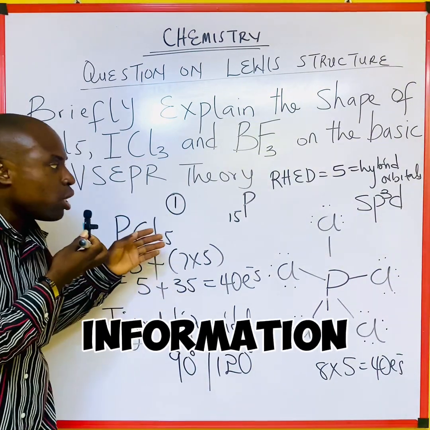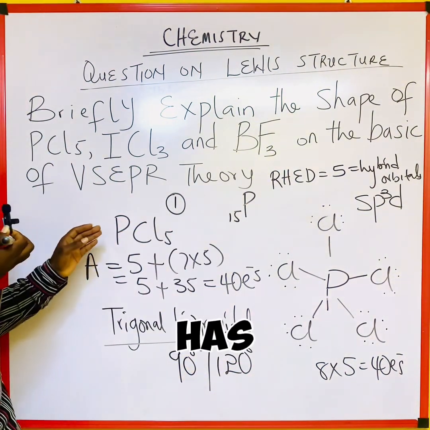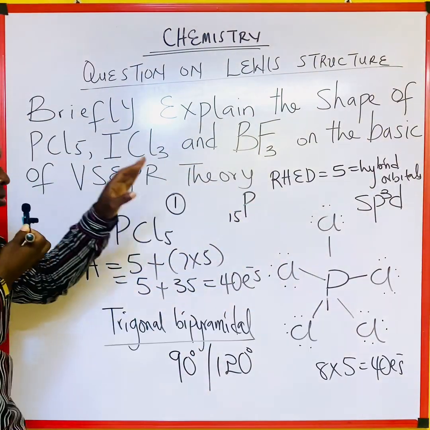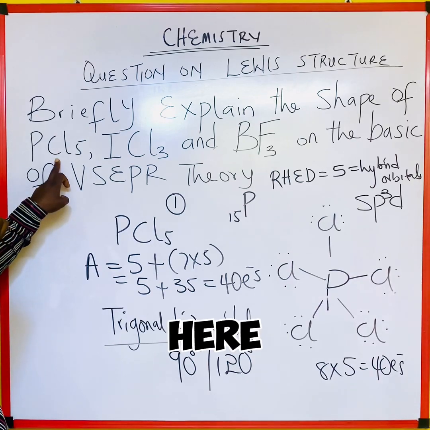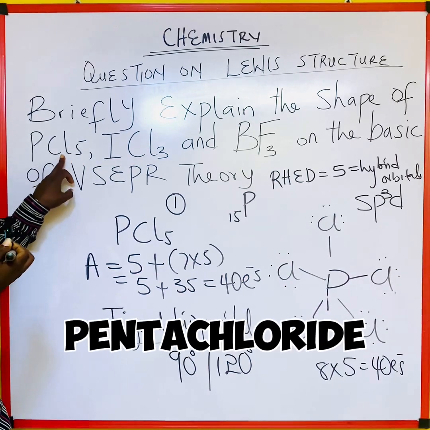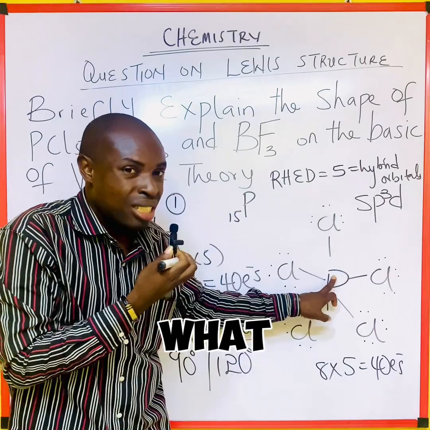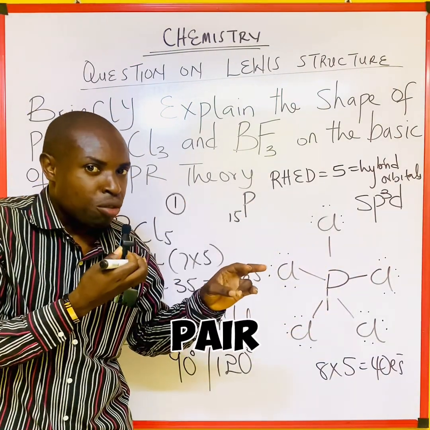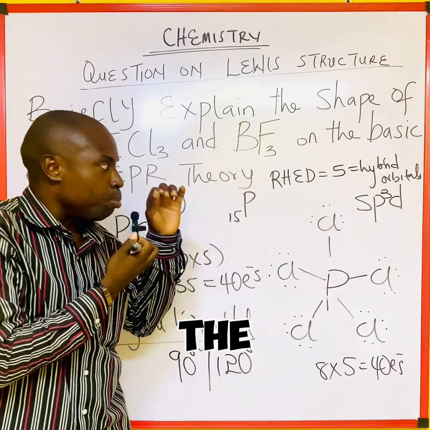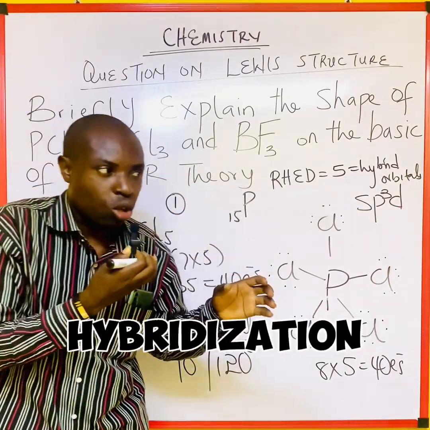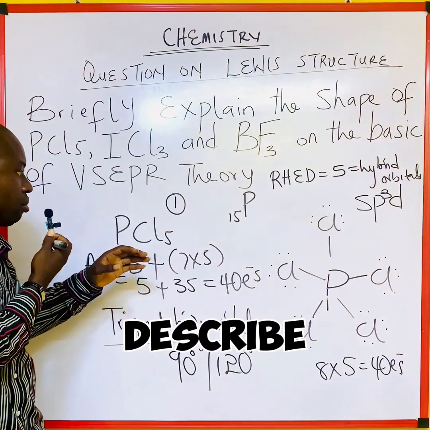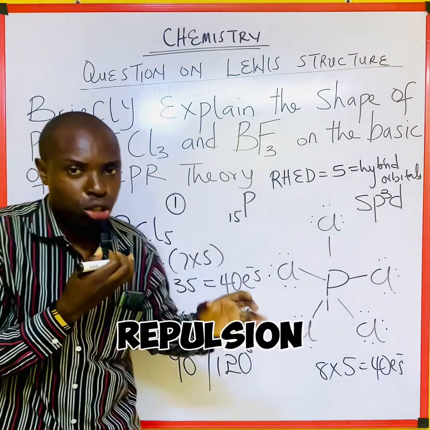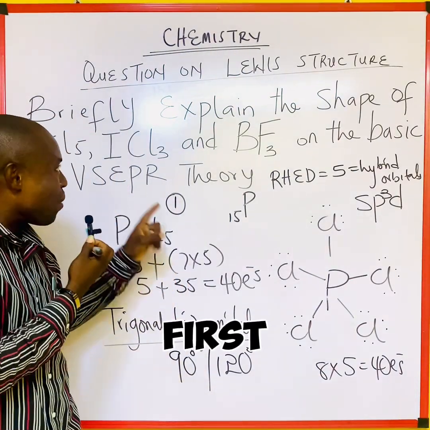And all this information here is what has given us an edge over the description of this molecule, phosphorus pentachloride. You know what the central element is. You should know whether it has a lone pair, the bond pair, the shape, the bond angles, and the hybridization. All these are what describe the valence shell electron pair repulsion. So that is for this first one.